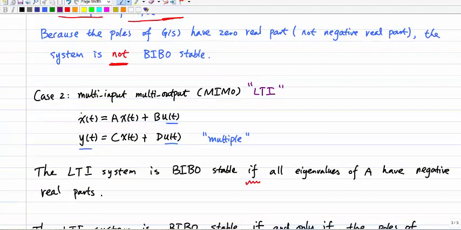So for this type of system, a linear time-invariant multi-input and multi-output system, it is BIBO stable if all eigenvalues of A have negative real parts.